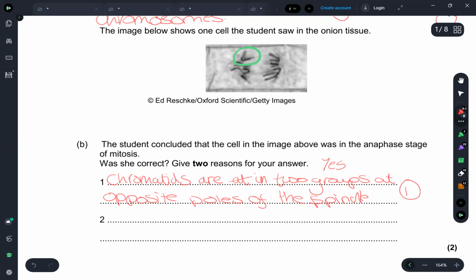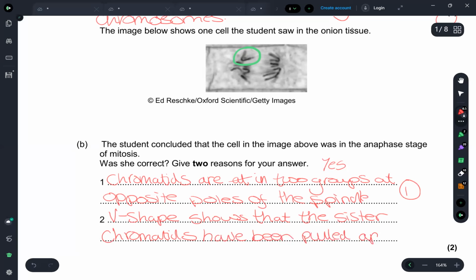Another reason: we've got that nice characteristic V shape. We need to say why the V shape is important. So the V shape shows that the sister chromatids have been pulled apart at their centromeres. That'll get you a 2nd mark.